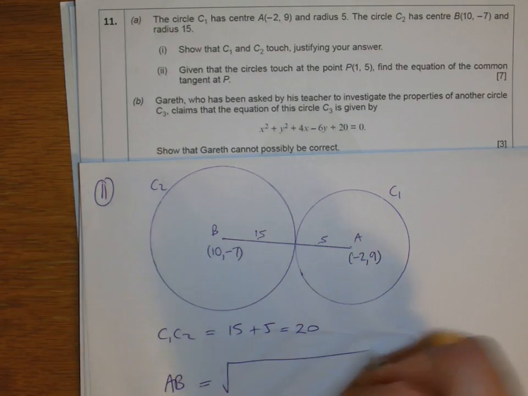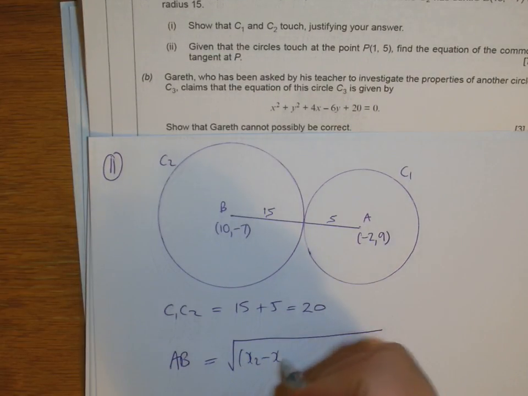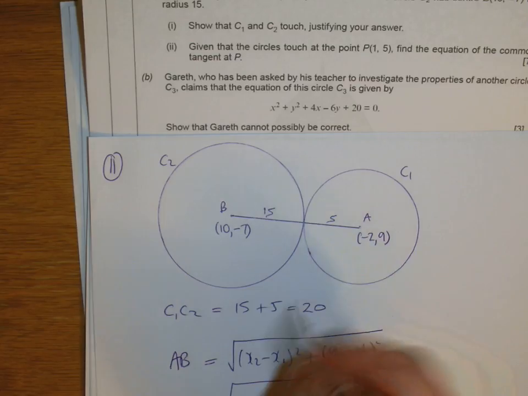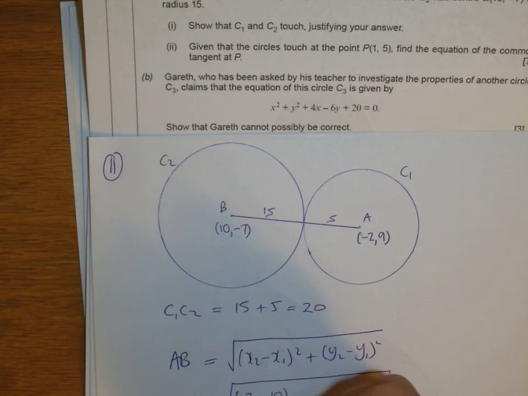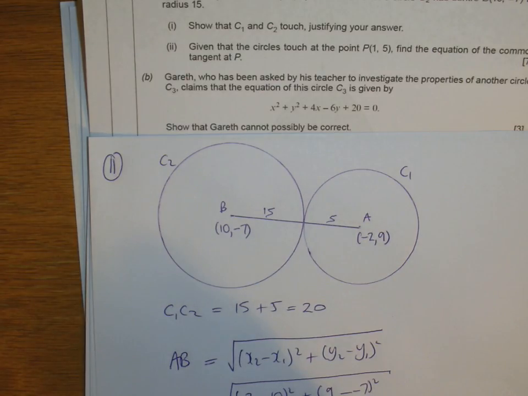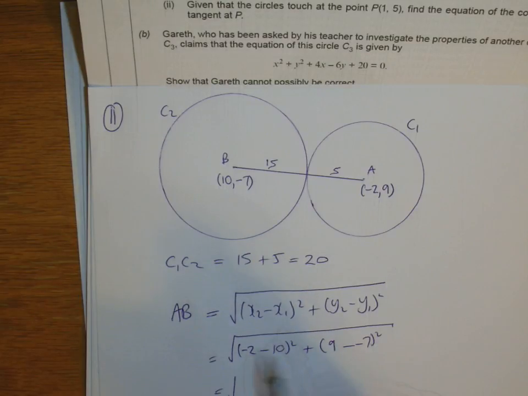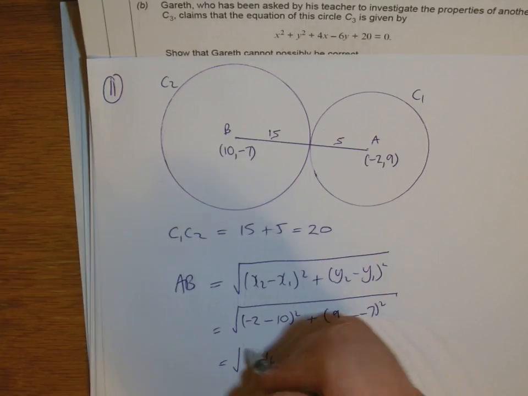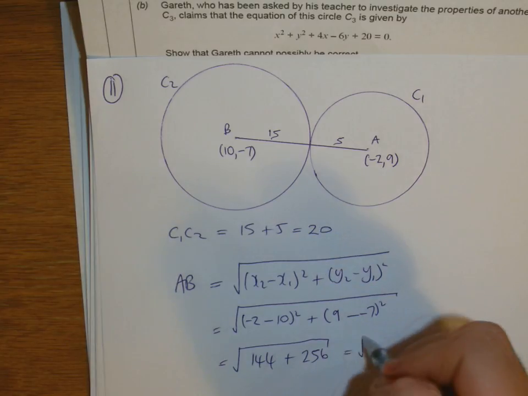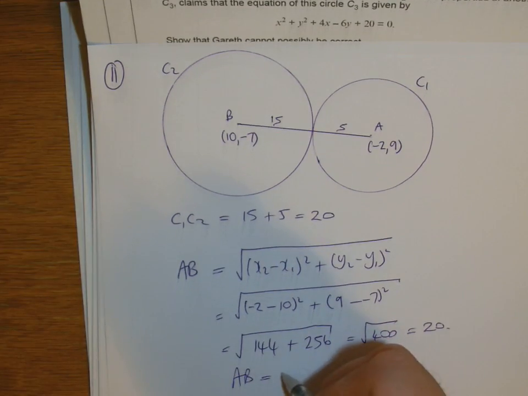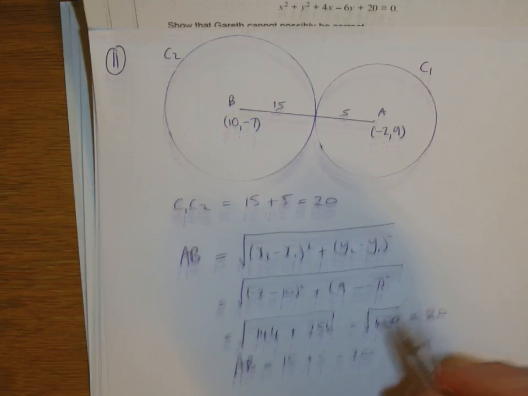So AB would equal, using coordinate geometry now, of course, the square root of (x2 minus x1) all squared plus (y2 minus y1) all squared. If I take this as x2, that will be (-2 take away 10) all squared, plus (9 take away -7) all squared. So -2 minus 10 is -12, and -12 squared is 144, and 9 minus -7 is 16, and 16 squared is 256. Then that becomes the square root of 400, which is 20. Now look at that, AB is equal to 20, which is the two radii, 15 and 5, added together. So we can say the circles touch.